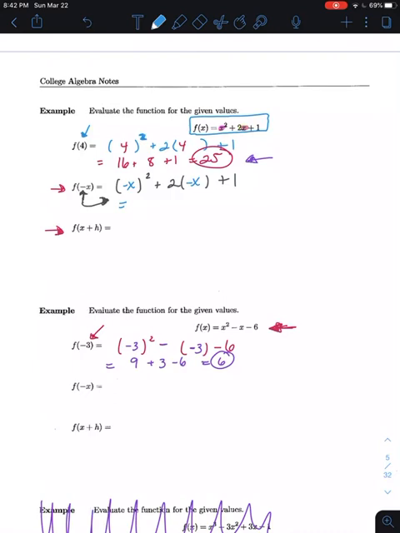So negative x squared: negative x times negative x is positive x squared. Positive 2 times negative x is negative 2x, and then you have that plus 1 at the end. This is your final answer.